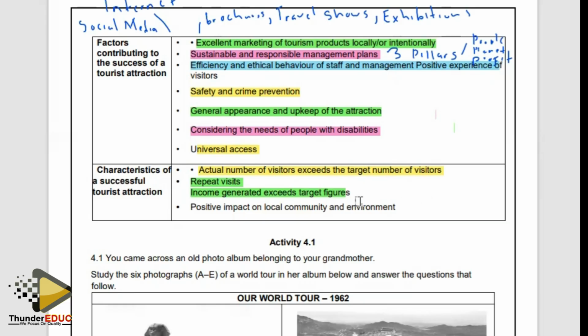Then a successful attraction also has a positive impact on the local community. It is actually popular, or supported by the local community, since it also benefits the local economy, the local people, and the local environment. That is another characteristic of a successful attraction. So these are the concepts which you need to master, or which you need to grasp when you are approaching this part of the question.